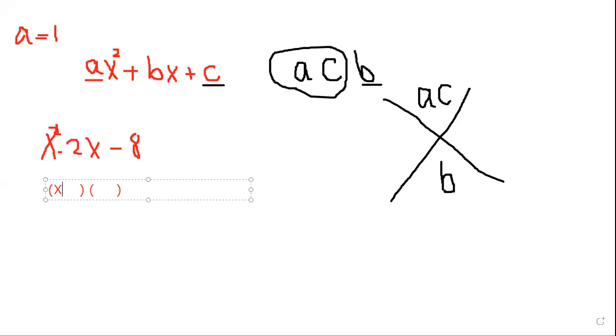So we have x and another x, right? And this is 4 and this is 2. The bigger one will follow the sign of the middle term and the other one is positive. So we can do this with all the questions when a equals 1.